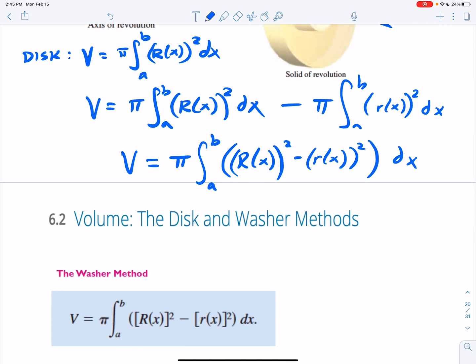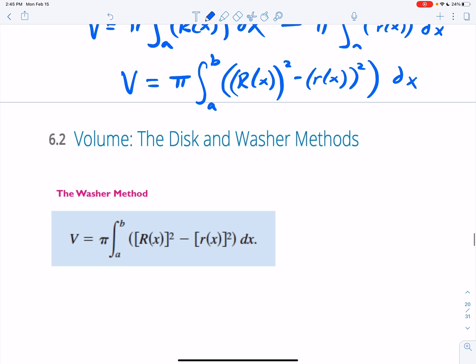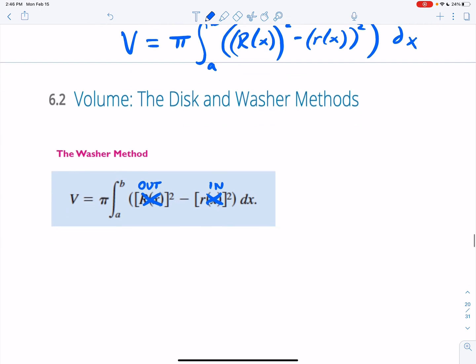But here's how I want you guys to write it. Just write out and in. That stands for the outside radius and the inside radius. This one takes some practice, but by the end of this lesson, you guys should be somewhat decent with it. Here we go. Let's try it out.